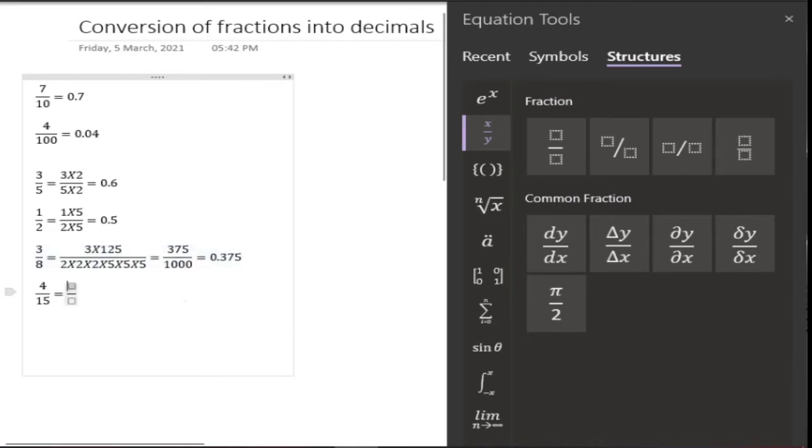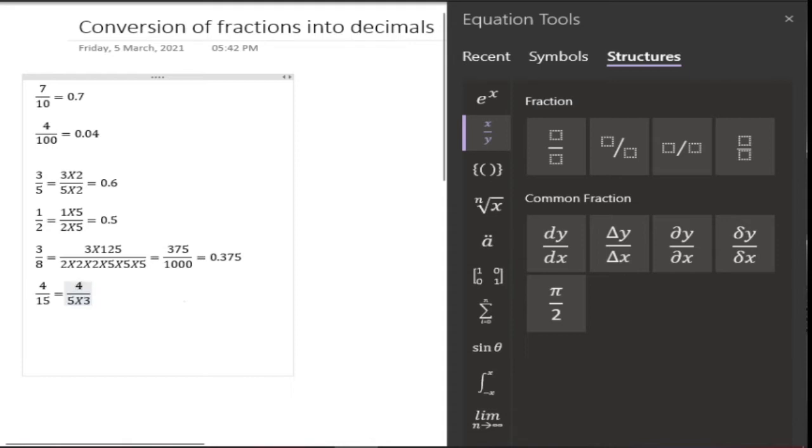Now here, can we convert this into a decimal by this method? That can be checked by prime factorizing the denominator. So here the denominator is this. So 5 into 3. Can we convert them into tens? So 5 can be converted into 10, but 3 cannot be.